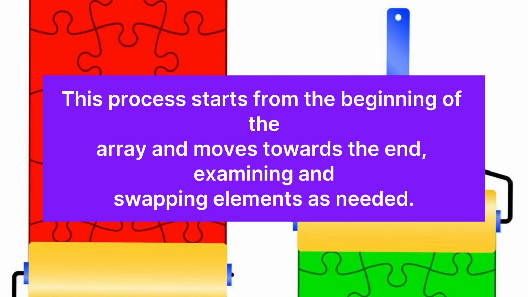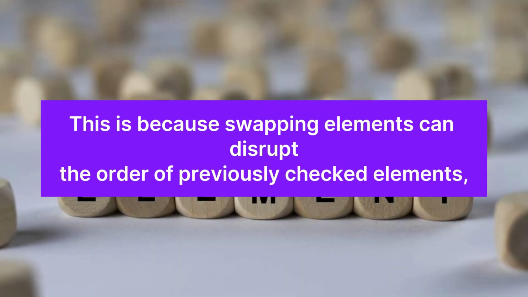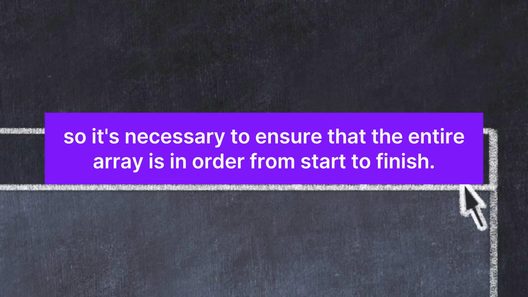as needed. However, there's a catch. Each time a swap is made, the sorter starts over from the beginning of the array. This is because swapping elements can disrupt the order of previously checked elements. So it's necessary to ensure that the entire array is in order from start to finish.